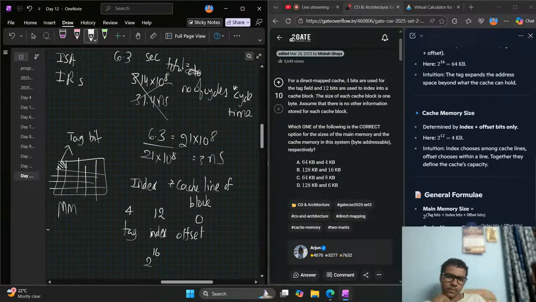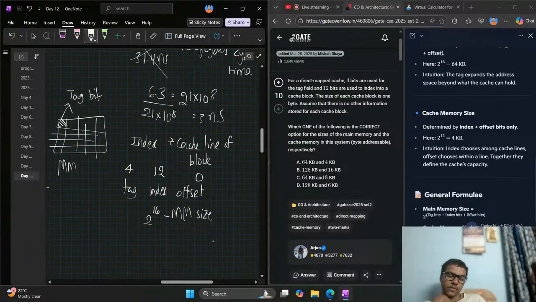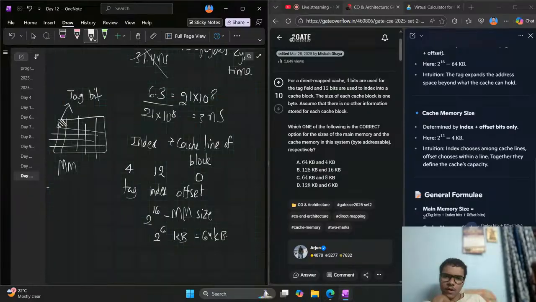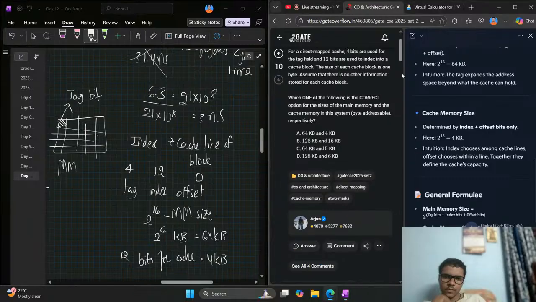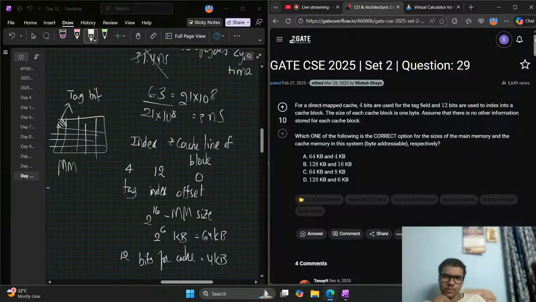So 2 power 16 is the size. So 2 power 16 is how much? 2, 4, 8, 16, 64 kilobytes. And cache memory, so 12 bits for cache. 2 power 12 is 4 KB. 64 KB and 4 KB. Nice.